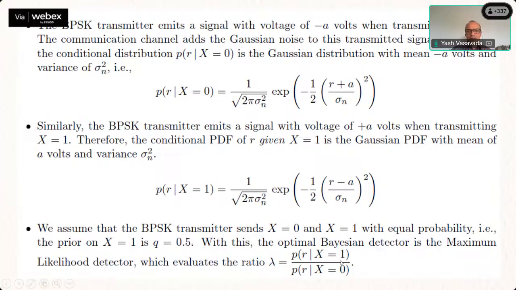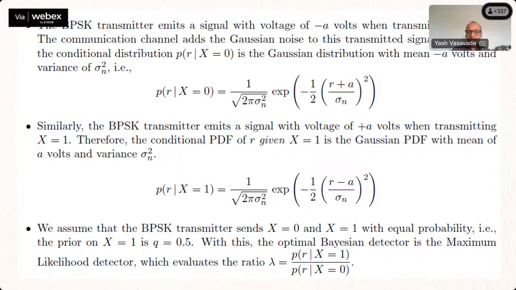Now there is a Bayesian method of detecting BPSK symbols, which evaluates the same ratio lambda that we have talked about earlier in the context of coronavirus disease detection, if you recall, where we evaluate the ratio of likelihoods, the probability of R given x equal to 1 divided by probability of R given x equal to 0. This is called maximum likelihood reception.